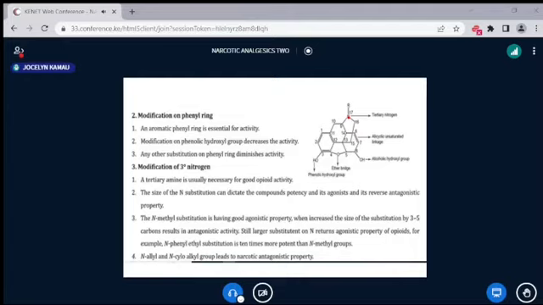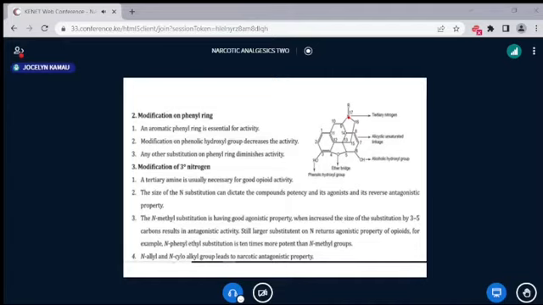So the ones with double bonds are less active than the ones that are saturated. We are starting with the tertiary amine for good opioid activity, and then we are seeing the size of the nitrogen substitution can dictate the compound's potency and whether it is an agonist or an antagonist. And this, again, is very general. I'm just starting with this very general so that we have a rough idea, but we're going to look at each of those points and look at the subsequent.